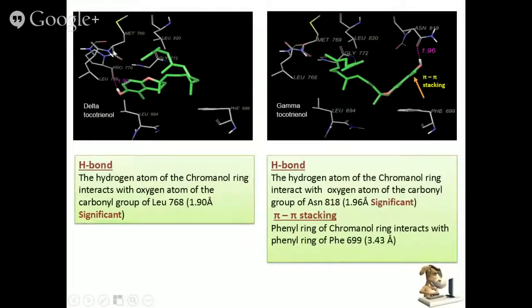In delta tocotrienol, there is a hydrogen bond between the oxygen atom of the carbonyl group of leucine 768 and the hydroxide of the cyclic chromanol ring. Also, in gamma tocotrienol, there is pi-stacking, and there is a significant hydrogen bond between the cyclic hydroxide and the oxygen atom of the carbonyl group of ASN 818.